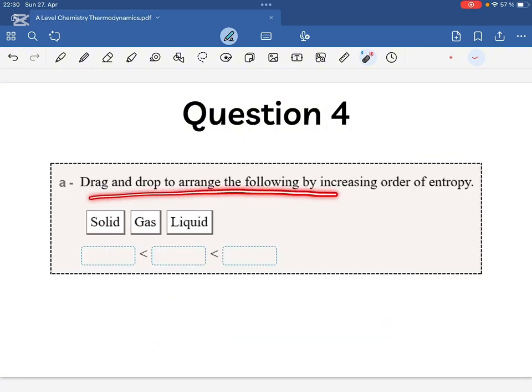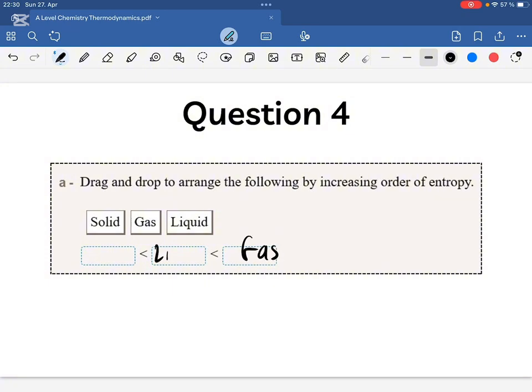Drag and drop to arrange the following by increasing order of entropy. Now we know that the gas has the highest entropy because it's the most random state. So it's gas, liquid, and the least random is solid because the solid is arranged neatly and in fixed positions.